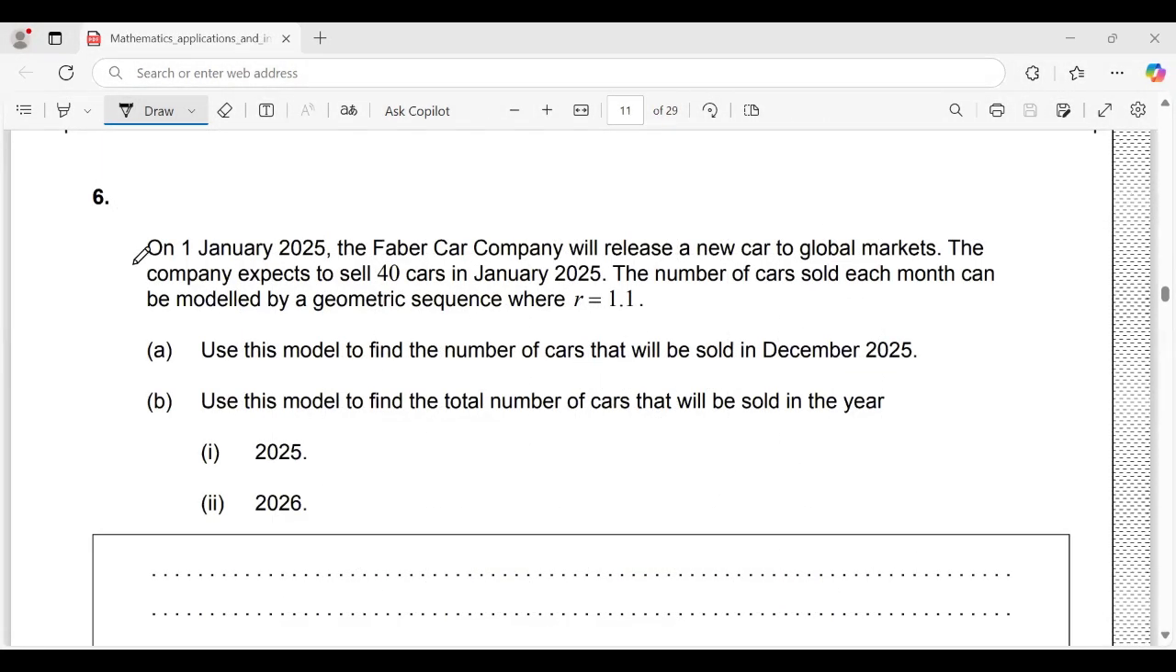Number six, on 1st January 2025, the Faber Car Company will release a new car to global markets. The company expects to sell 40 cars in January 2025. The number of cars sold each month can be modeled by a geometric sequence where r equals 1.1. Use this model to find the number of cars that will be sold in December 2025.